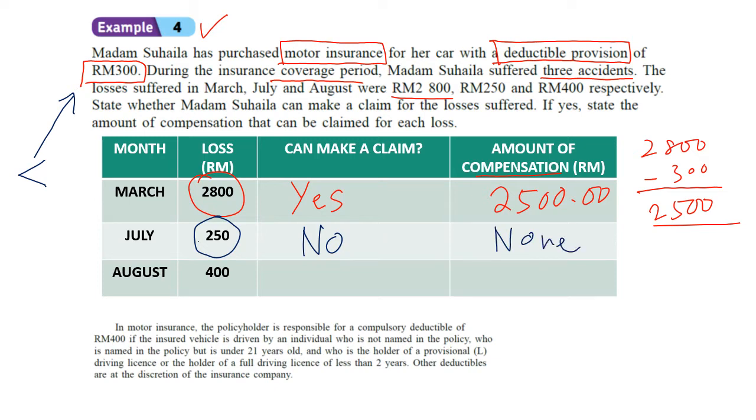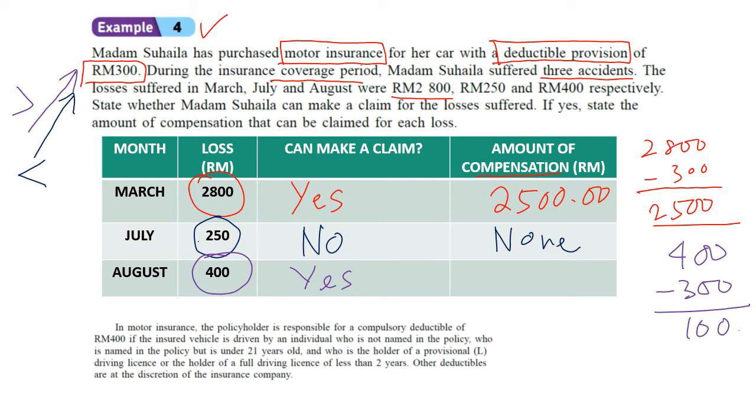What about August? In August the loss is 400. It is more than 300. That means yes, Madam Suhaila can claim, but we have to minus first the deductible. Company will pay how much? Minus the deductible of 300, 100 ringgit only. So the company will only pay 100 ringgit to Madam Suhaila.